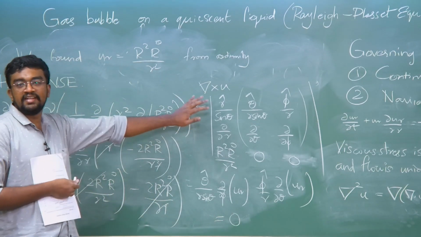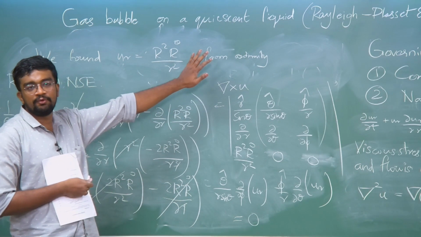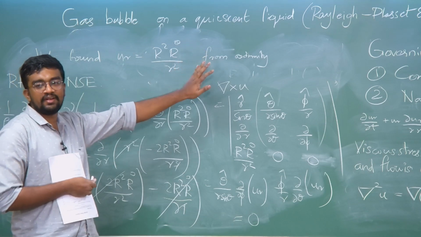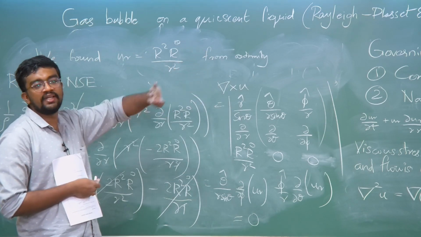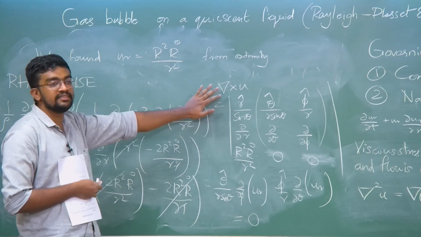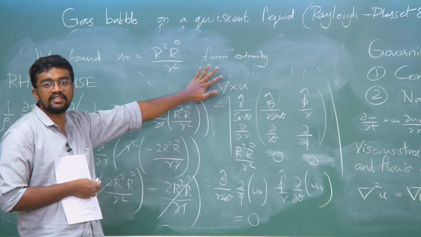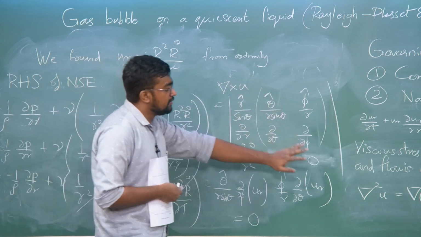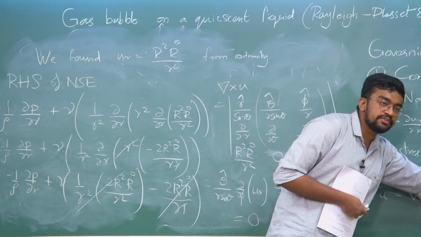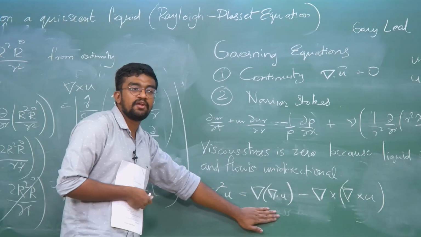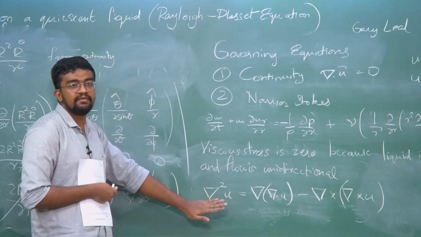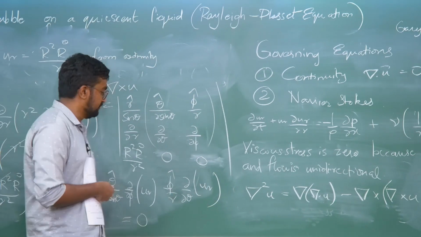So what we have done here is that we have proved that the flow is irrotational. We already know from characteristic that flow is only in r direction, but we just wanted to solve and show that flow is irrotational also. So irrotational means del cross u is 0, incompressible means del dot u is 0, hence the viscous term is 0.